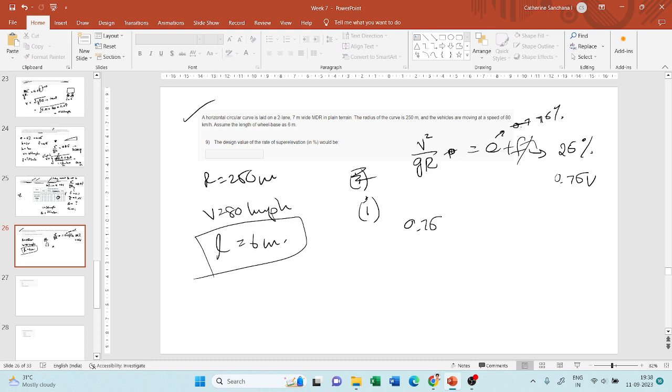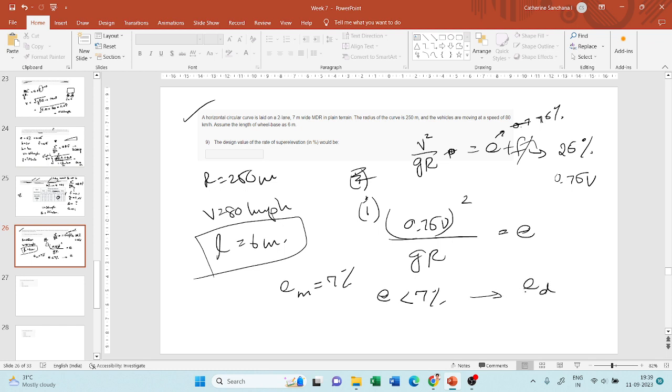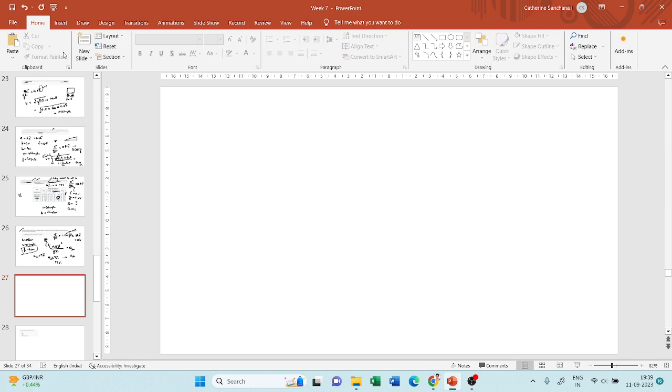So use (0.75 V) the whole square by g into R is equal to E. You have to find the value of E using this criteria. Now you will find E, right. You know that the maximum value of E is 7%. If this E is less than 7%, you can simply say that the superelevation percent that has to be provided for my road is, let us say, ED, the design E. If it is greater than 7%, you cannot go beyond 7%, right. So what you have to do is fix E as 7%.